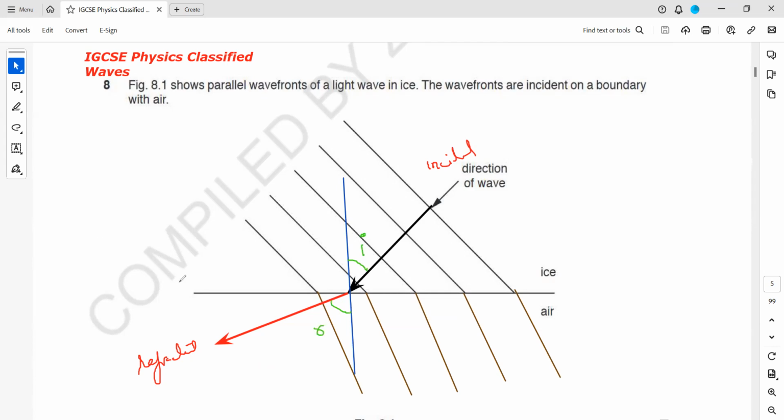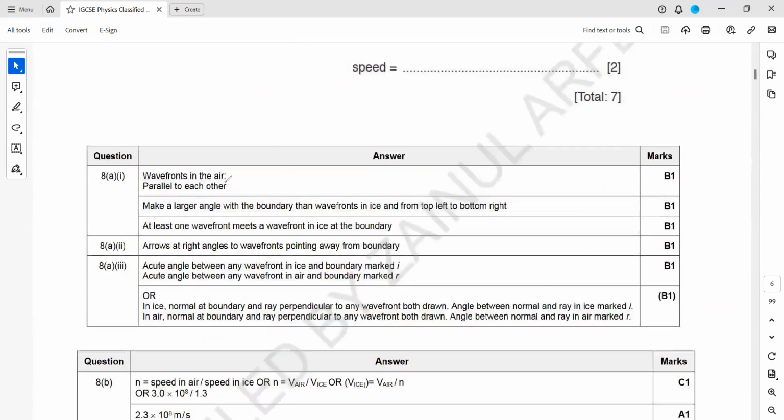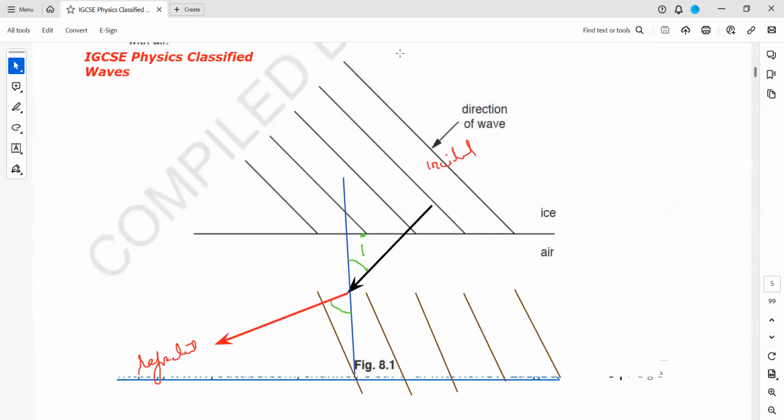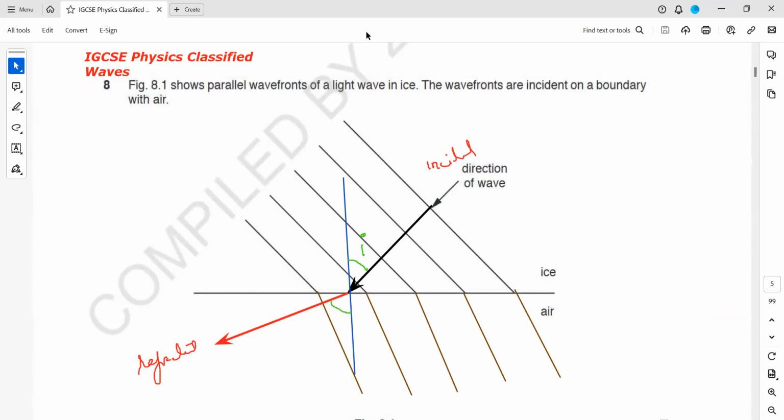Do all the wavefronts need to be shown on the wave direction? Not necessary, not really. You can take any one of them, or you can take all of them. It's not necessary that you draw all, because if you see the marking scheme points: wavefronts in air should be parallel to each other, they should make a large angle, at least one of the wavefronts meets the ice, as shown, and arrows at right angles to the wavefront pointing away from the boundary. That's it. And we measure this angle. The perpendicular should not necessarily cross all of them. Any one wavefront you can take and complete the diagram.